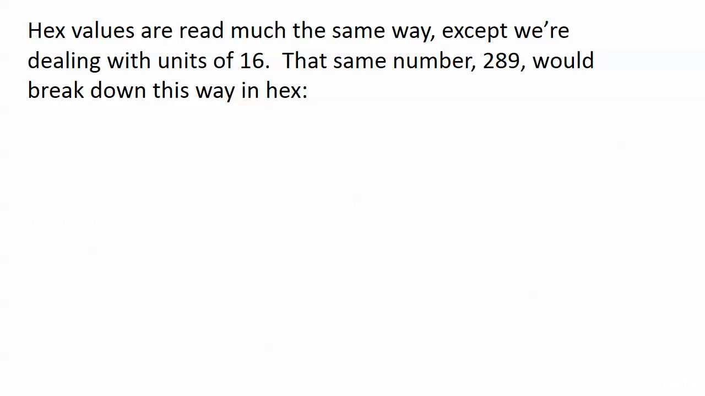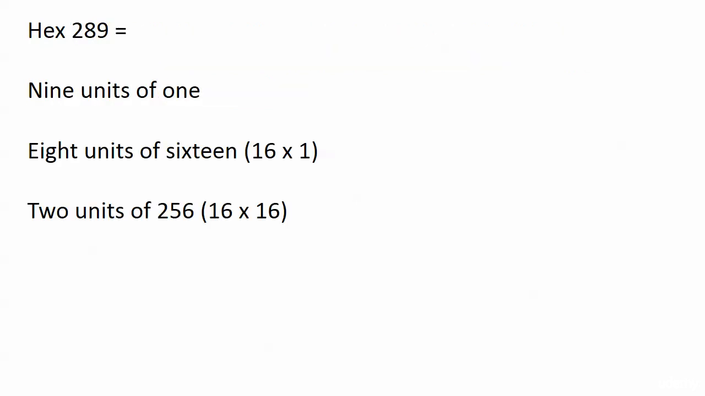So if I gave you a number 289 but said this is a hex value, this is the way it breaks down. It still breaks down as 9 units of 1 starting from right to left, but then you're dealing with units of 16 because again hex is base 16. We're working with units of 16 here. So you've got 8 units of 16. The next number up, that 2, is going to be 16 times 16, 256. So that is exactly what we're looking at with hex.